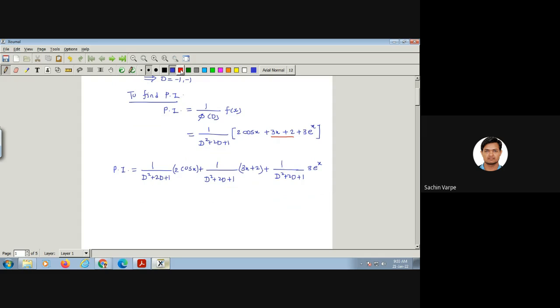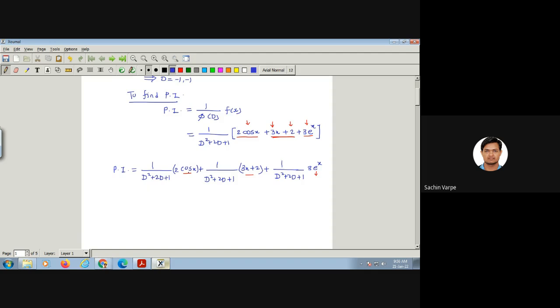I have divided the whole f of x into 3 sub functions: 1, 2 and 3. You can also do it as 1, 2, 3 and 4, but in that case you will have to do 4 times the calculation. Here it will reduce. Is it clear to everyone? Yes, sir. Okay. So we have shortcuts for each of these sub functions: for cos, for the polynomial function, and for the exponential function. So we use those shortcuts here.